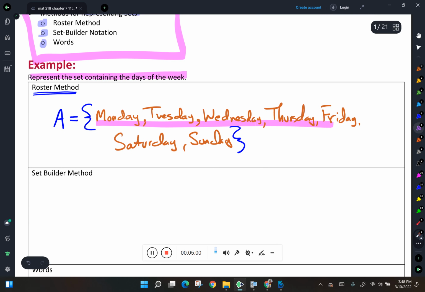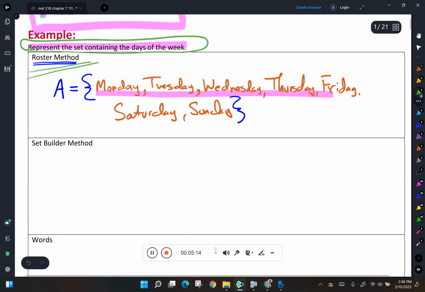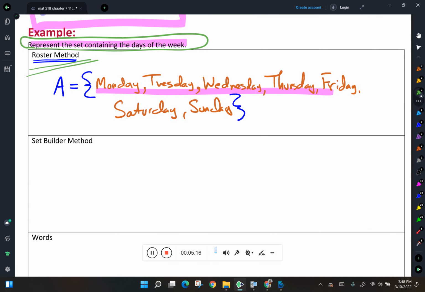Set builder notation is a different way to describe sets. Remember, we're taking a look at the exact same set, but we're going to represent it three different ways. This was the roster method. The roster method is great. It lists things out. It's real easy to read, right? Set builder is a slightly more formal mathematical notation. You've probably seen set builder before in your math class.